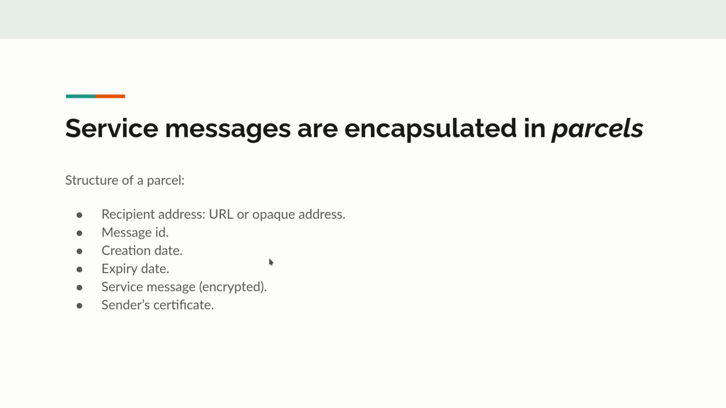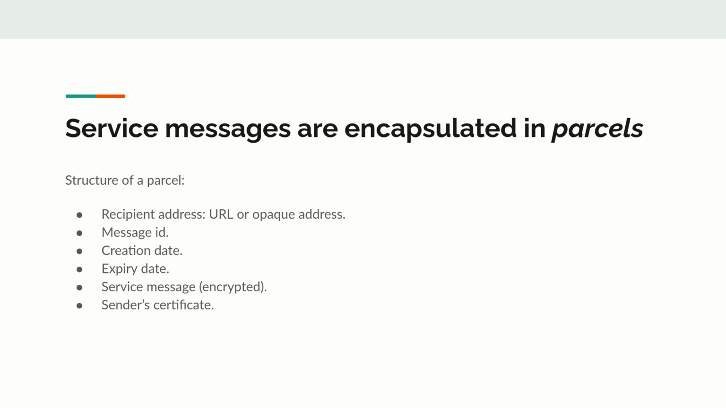The structure of a parcel is as follows. The first thing is the recipient's address. This address can be a URL if the recipient is a public endpoint, for example api.twitter.com/relaynet, and that's assuming, of course, that the service is centralized. The other type of address could be an opaque address, which is the private address of the endpoint, derived from its public key.